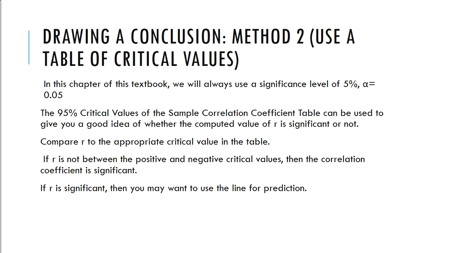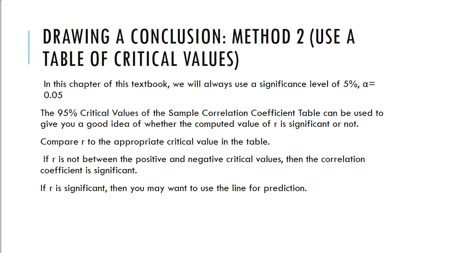So another way is to use a table of critical values. In the textbook, we'll always use this significance level of 5%, or alpha equals 0.05. The 95% critical values of a sample correlation coefficient table can be used to give you a good idea of whether the computed value of R is significant or not.